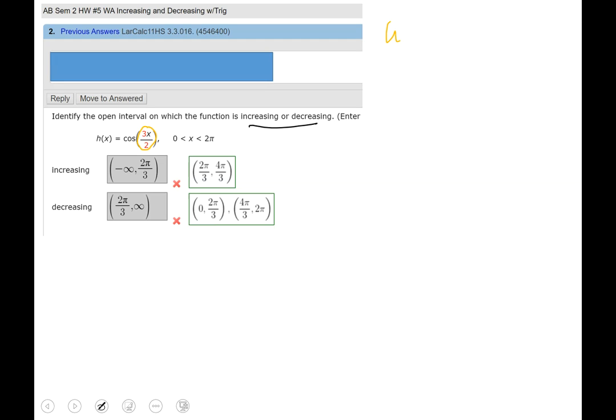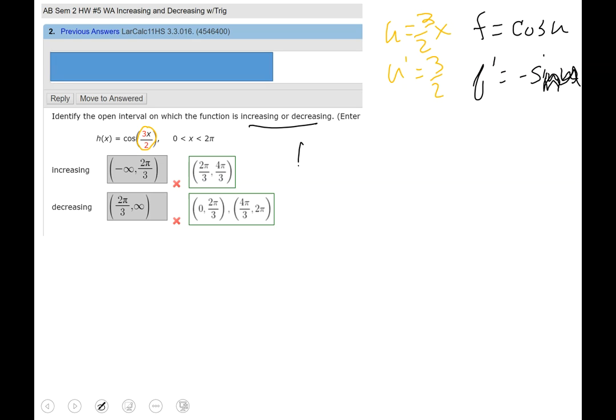So I'm going to have a u, which is going to be 3 halves x, which means that u prime equals 3 halves. And then f is going to equal cosine of u, which means f prime is going to be negative sine of u. That's an n, and this is an n, and this is a u. I just made it way worse.